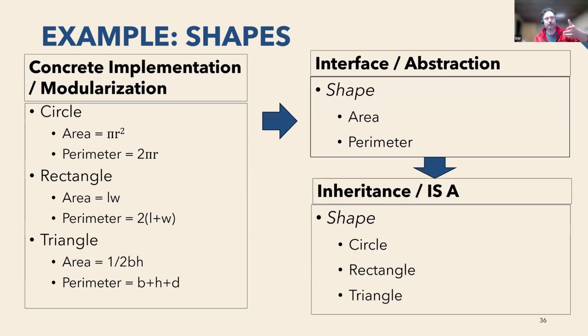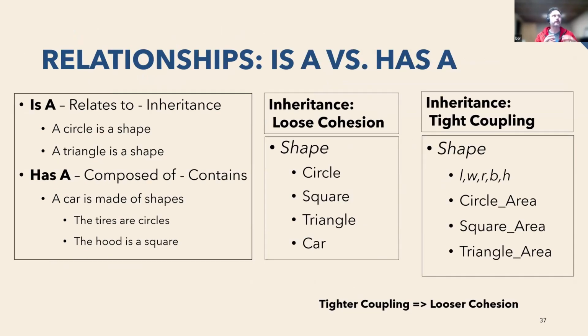And so that's an is-a type of relationship. So a circle is a shape, a rectangle is a shape, a triangle is a shape. And that's how to think about these things. All right, so moving on. Now when it comes to relationships, there are only two: an is-a or a has-a. So you are a shape, you are a triangle, or it's composed of something.